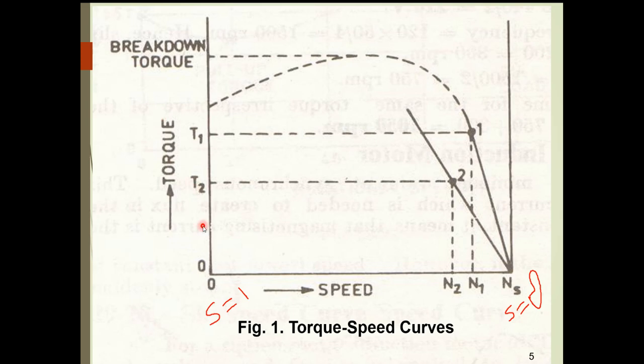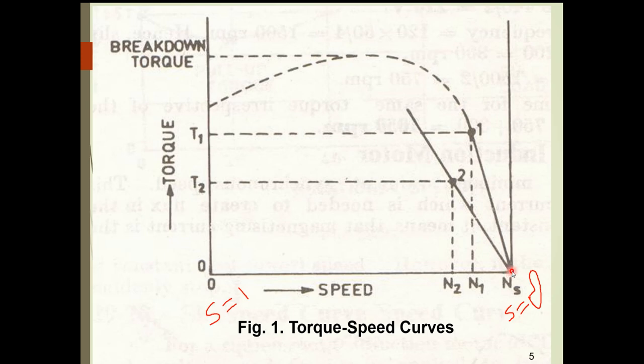Okay, so here the line shown is called the starting torque, and from here, as the speed increases from 0, the torque depends upon slip. As the slip decreases, the torque increases up to a certain speed or a certain slip. After that it gradually decreases. When it reaches ns, the torque is equal to 0.